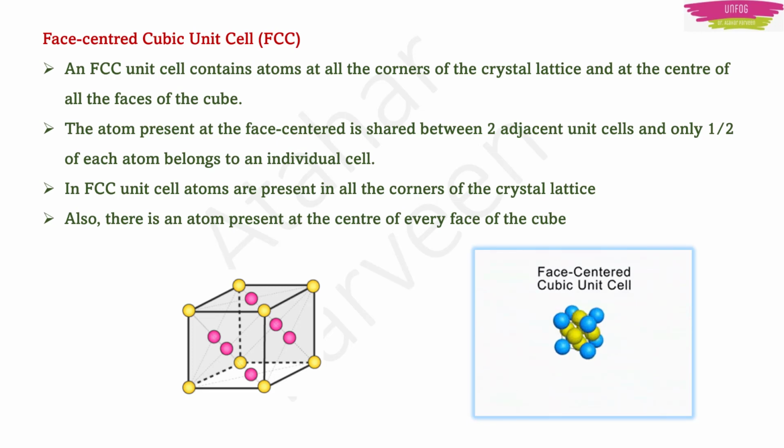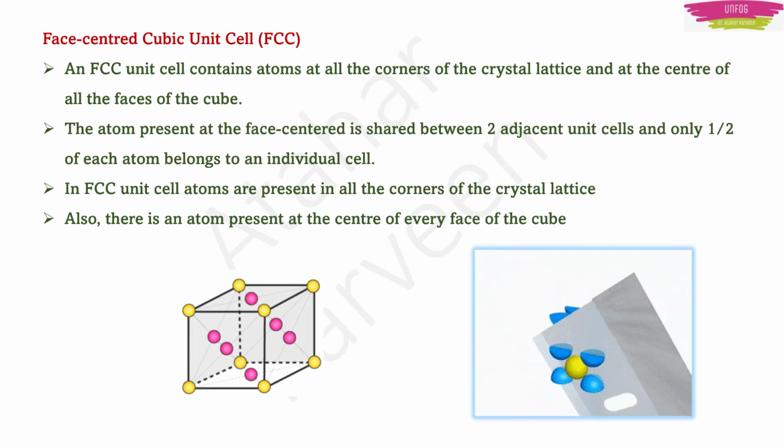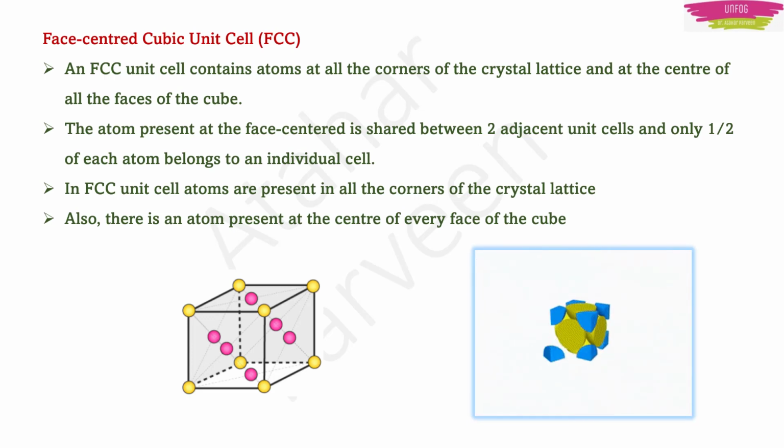See, together all 8 corners, one atom. Next to face also, their atoms are present. So how many faces will be there in a cube? There will be 6 faces, right? So each atom will play the role of a half atom for one face, right? So that means 6 by 2, right? So 3. So total atoms present in FCC should be 4.